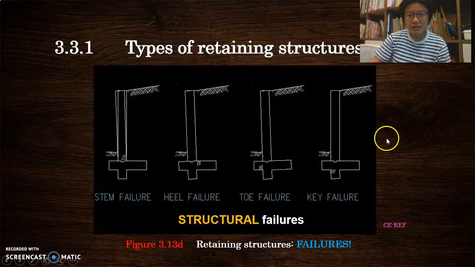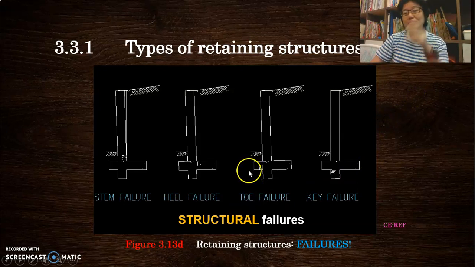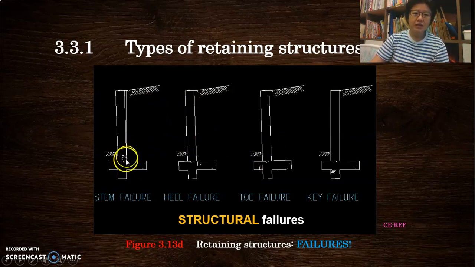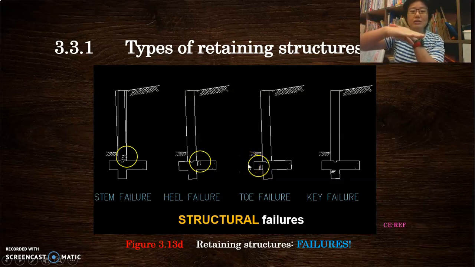Okay, and the second category of failures that we're looking at are the structural ones. Structural means it is the element that you pop into the ground. So the wall, which is reinforced concrete in this case. You could have stem failure, as you can see here. The stem is failing, or you could have heel failure, or you can have toe failure. So by now you have noticed that the bit that is in the retained soil is the heel. The bit that is jutting out is your toe. So it's like your foot, right? This is your toe and this is your heel.